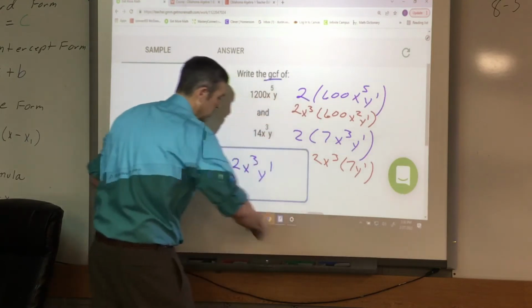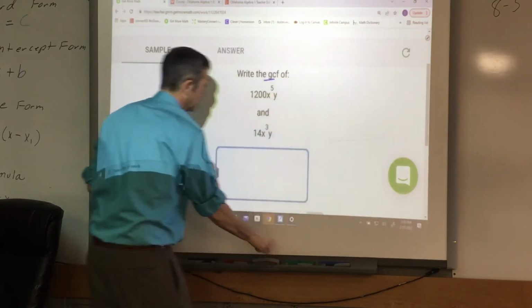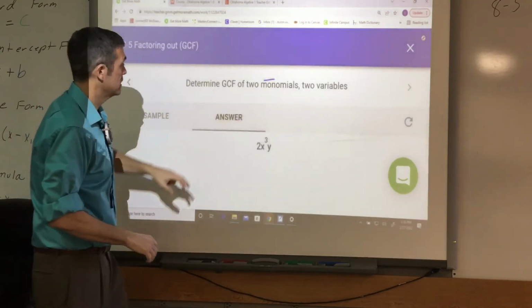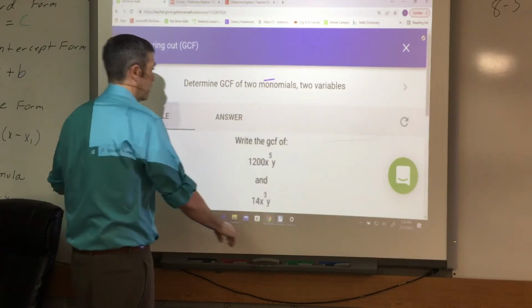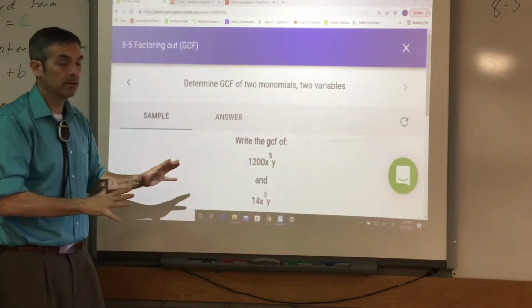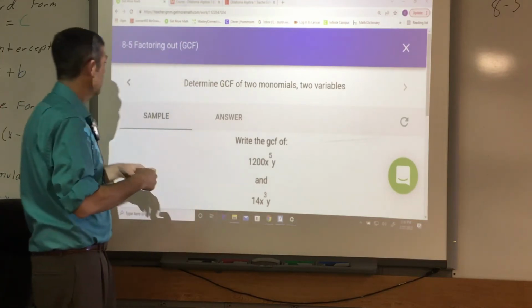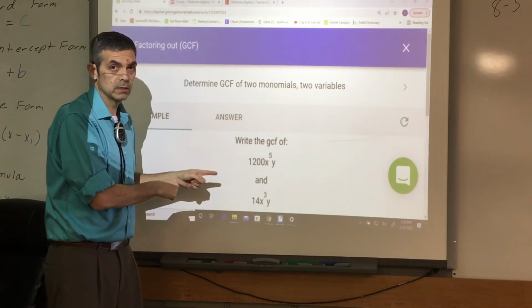Okay. All right. That's pretty much what it is for that. See, 2x to the third, y to the first. Okay? All right. So there's that. And that's just taking the greatest common factor out. Again, if you can reduce a fraction, you should be able to do this.